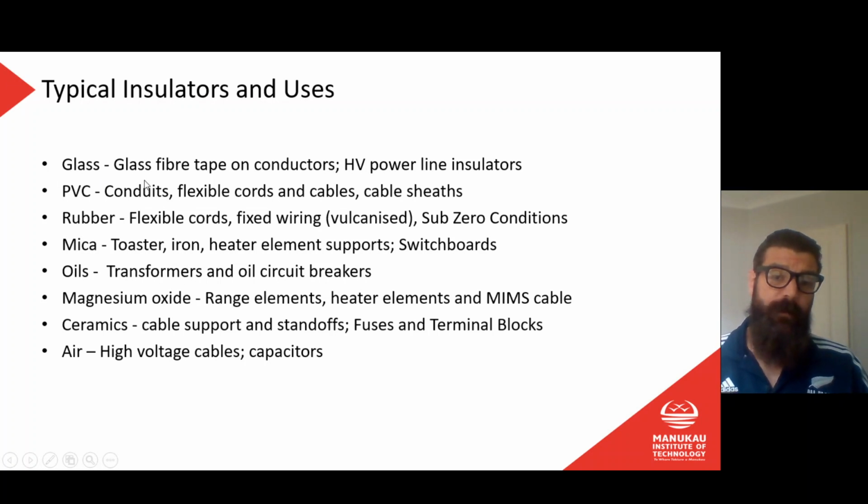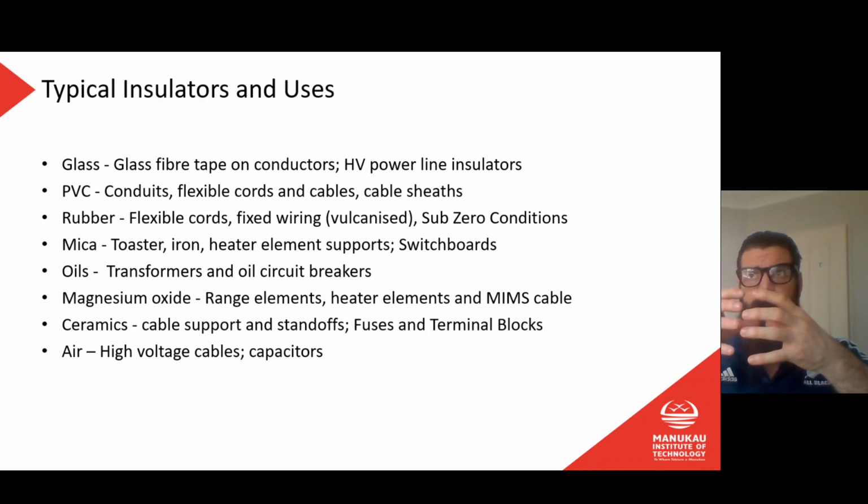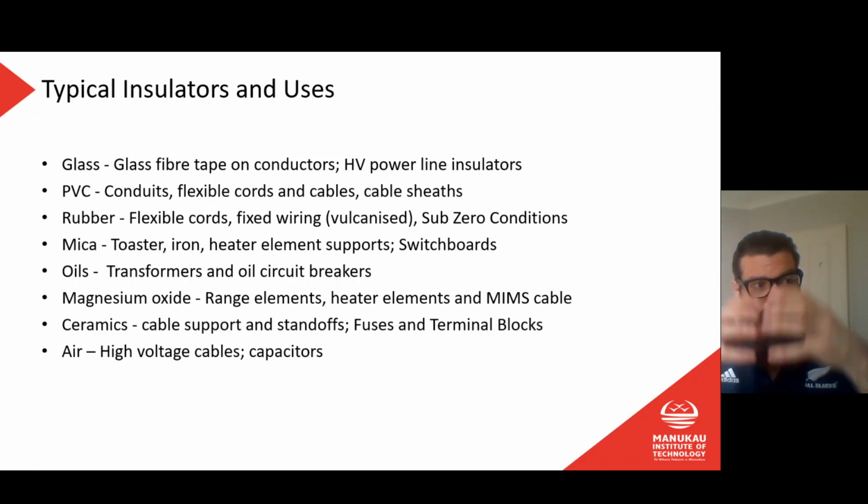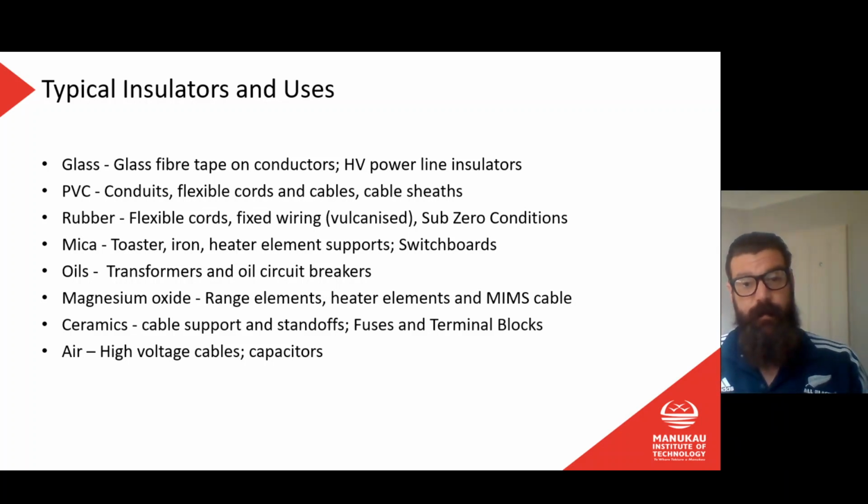We use glass as an insulator. We have glass fiber tape on conductors, or high voltage power line insulators. If you have a look at a pylon, you'll see that where the cables are connected to the pylon and they hang down underneath, you'll have these ring looking things that hang down. Those are glass insulators, so they prevent the conductor itself from contacting or transmitting electricity to the pylon, obviously, because we don't want people touching pylons and getting belted by 11,000 volts or something.